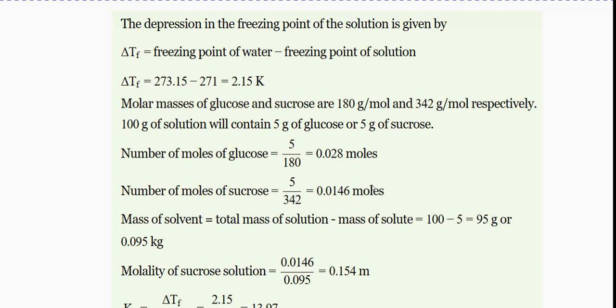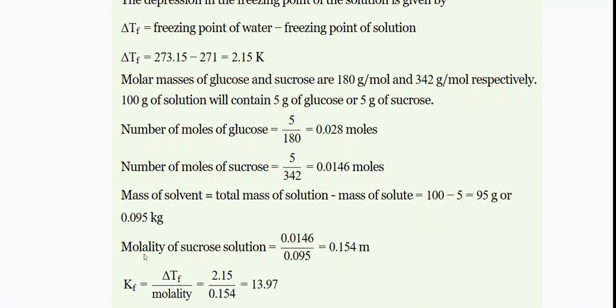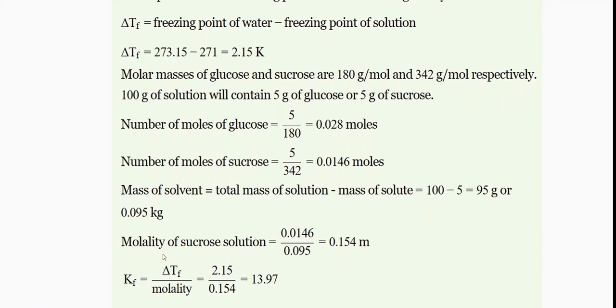Now, the mass of solvent is equal to the total mass of solution minus the mass of solute. Right? That is the mass of solvent. So, the mass of solution is 100 gram, they had given, and the mass of solute is 5. So, 100 minus 5, that is equal to 95 gram or 0.095 kg. Now, we can go for the molality of the sucrose solution.